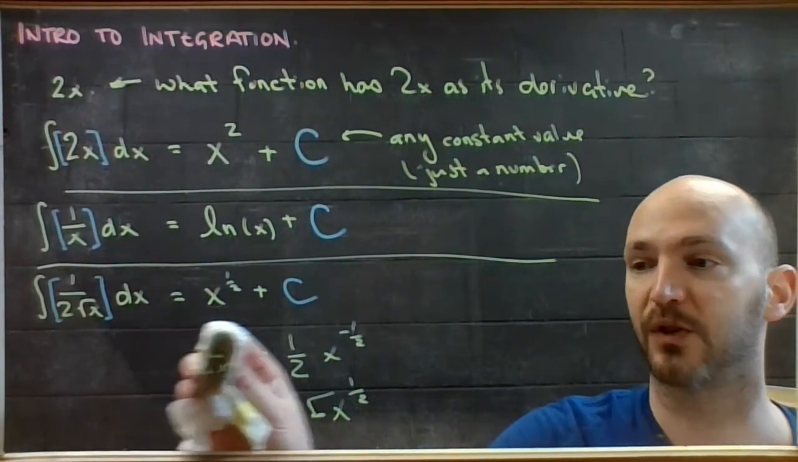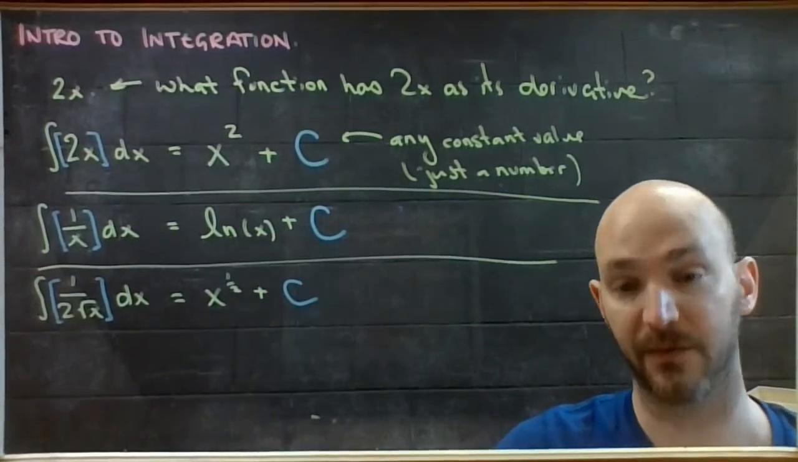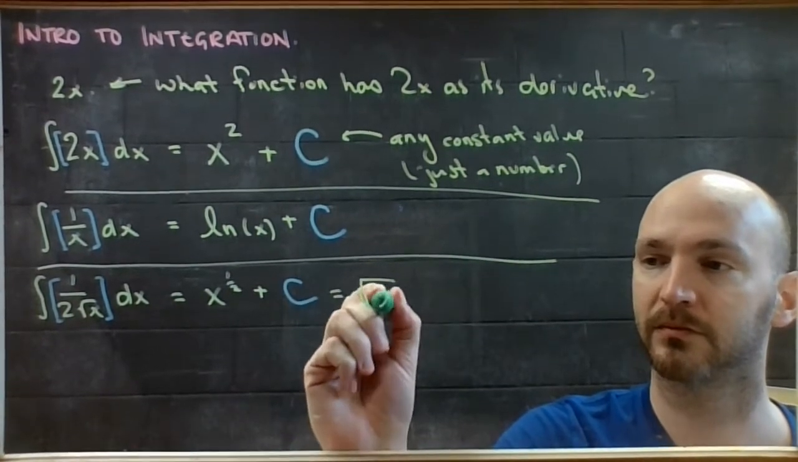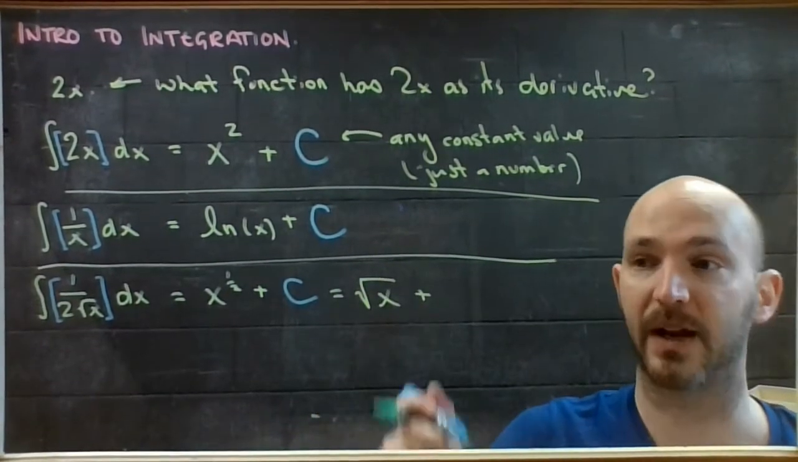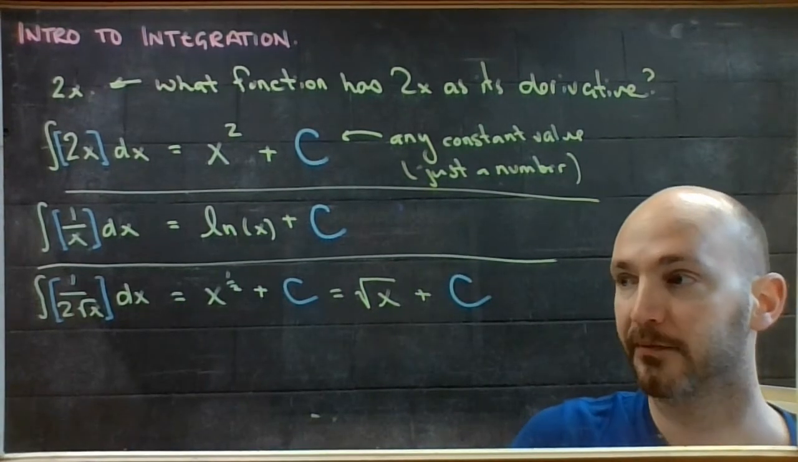And of course, if you prefer the other notation, you will recognize x to the 1/2 as the square root function, with this random number to be determined later tacked on the back. All right.